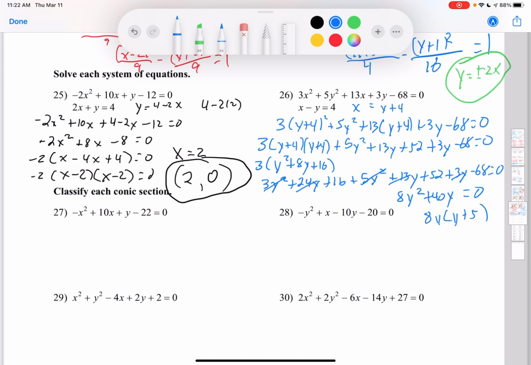Factor out an 8y. That gives me y plus 5. I found this on the web. I'm happy for you, Siri. So y is equal to 0. We did y here, right? Or y is equal to 5?